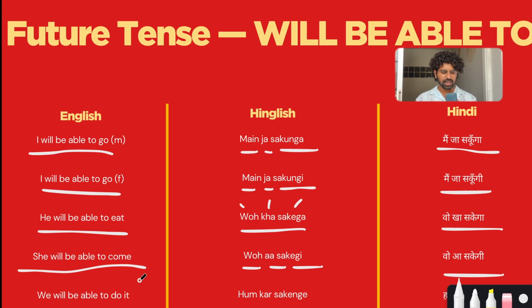Okay. Then the last one we have is we will be able to do it, which is हम कर सकेंगे, right? So we will be able to do it is हम, which is we, and then कर, which is to do, and then सकेंगे. We will be able to do it. हम कर सकेंगे. And then the same thing you see in Hindi. This is how easy it is to make any kind of tense with sakna.